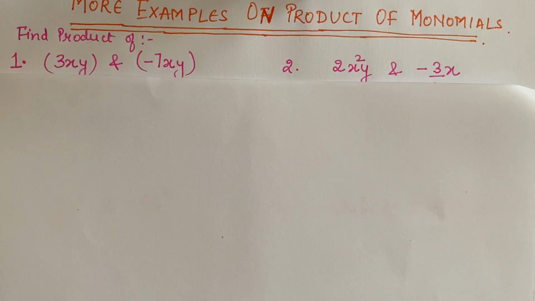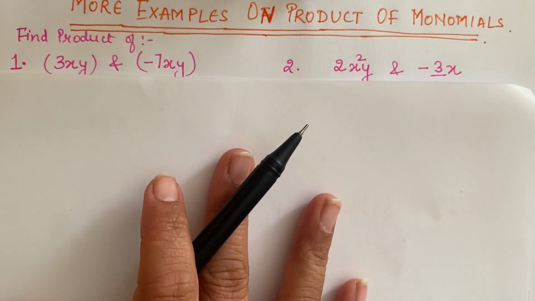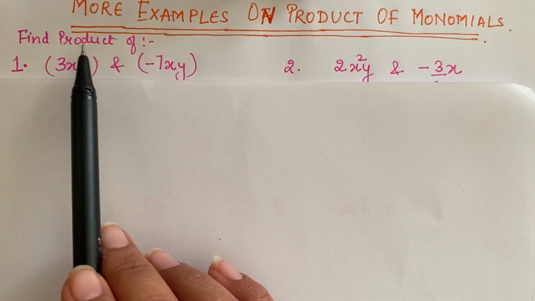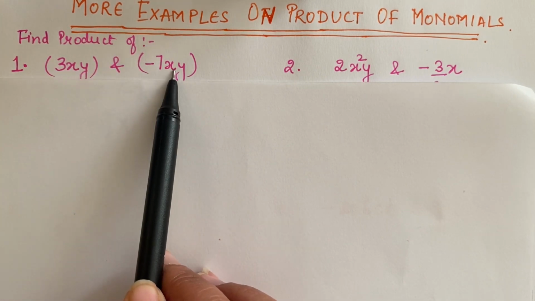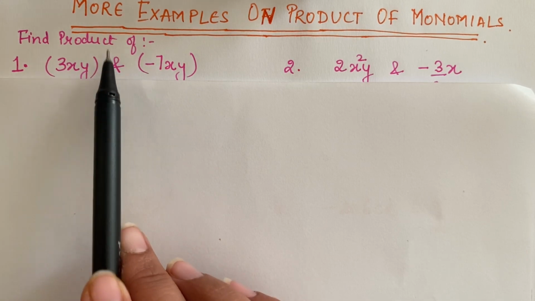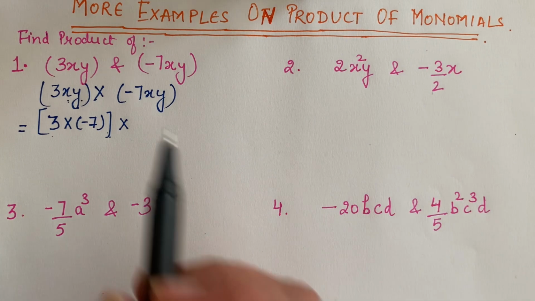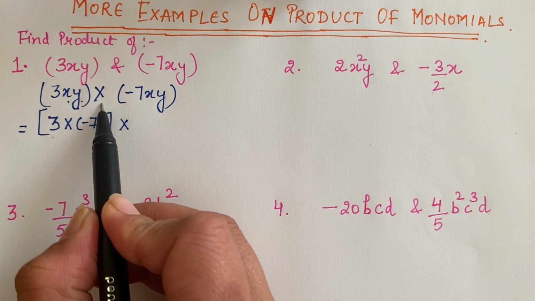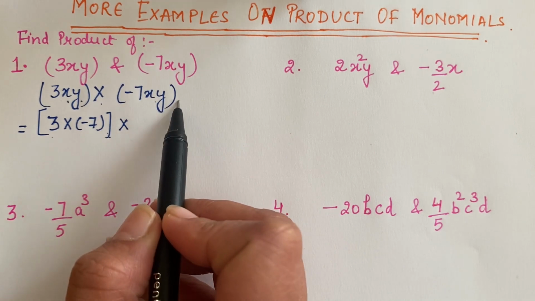Dear students, let's continue the topic by doing more examples on product of monomials. There are a few examples written over here. Find the product of 3xy and minus 7xy. To find its product, I firstly multiply. I'll be writing a multiplication sign between them. 3xy multiplied by minus 7xy.